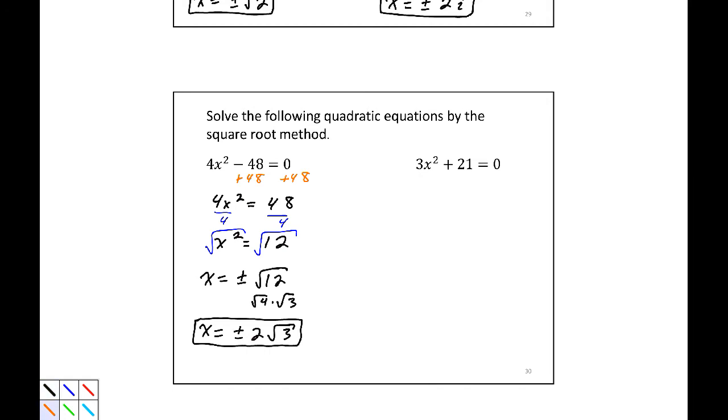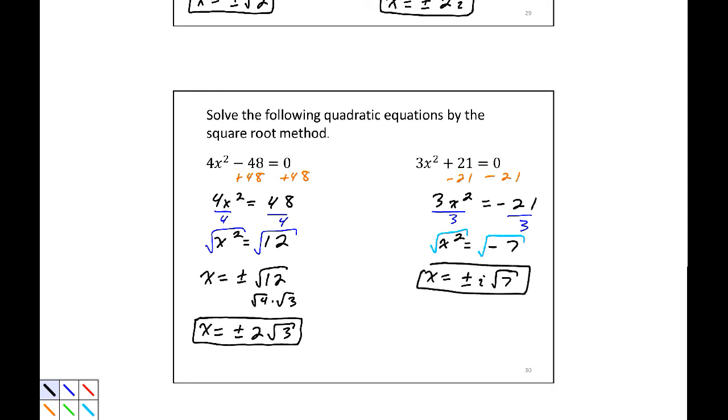Now, for our second example on this page, we'll subtract 21. Again, we're getting a constant on the right-hand side. 3x squared, dividing by 3, we find x squared equals negative 7. And taking the square root of both sides, this will be x equals plus or minus, and I'm going to write this as i root 7, because the square root of 7 does not simplify.